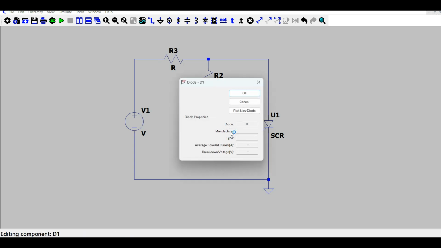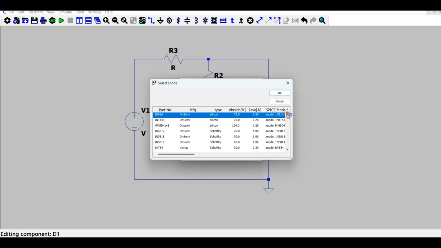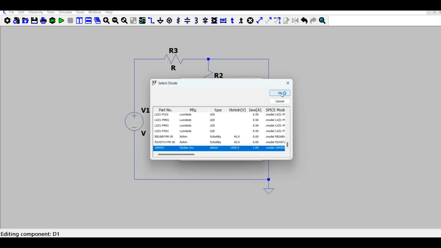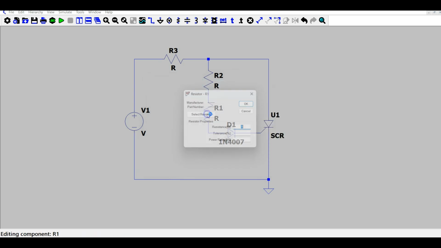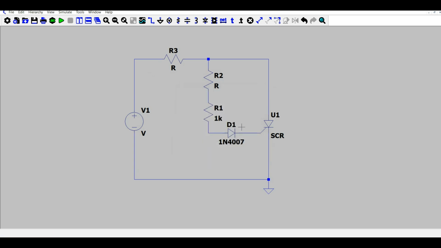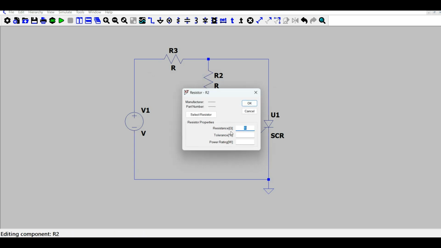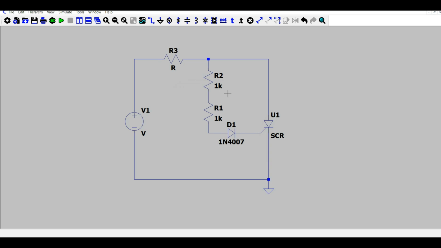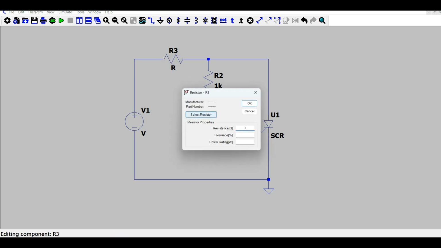First of all, let's choose a diode. We will be selecting the simplest diode, that is 1N4007. Then we need a minimum resistance, that is, let's suppose 1K, and there is another resistance that will be acting as a variable resistance, and we will vary it to change the firing angle of the thyristor. Then this is a load resistor.